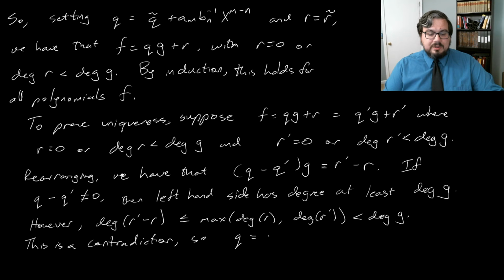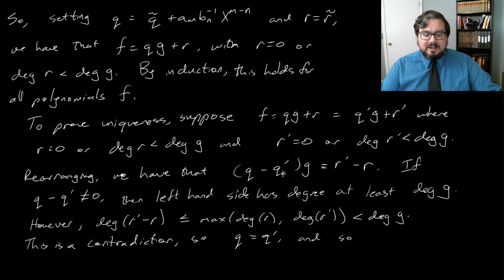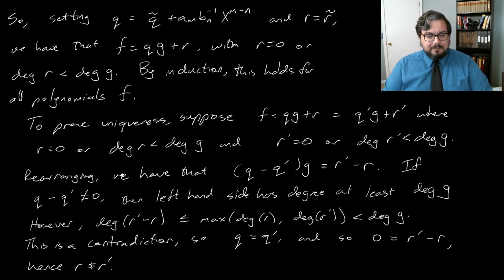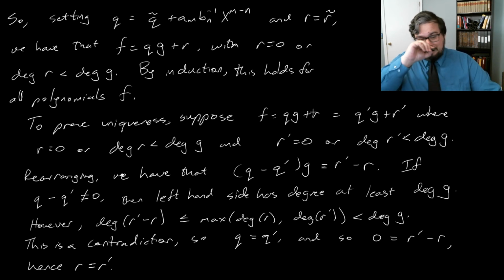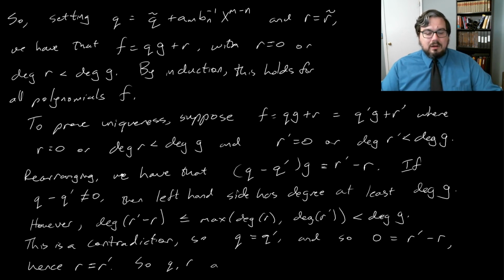So we have q equals q prime, which shows the uniqueness of the quotient q. But furthermore, if q minus q prime is equal to 0, then the whole left-hand side is equal to 0, which means that 0 is equal to r prime minus r, and hence r equals r prime. So it's not possible to have two distinct pairs of quotients and remainders for a given f and g. That means that q and r are unique.